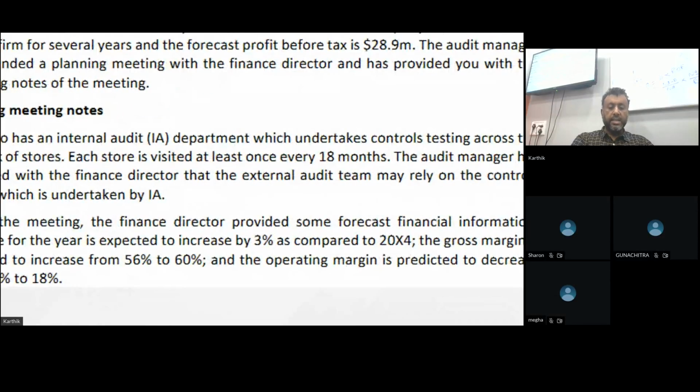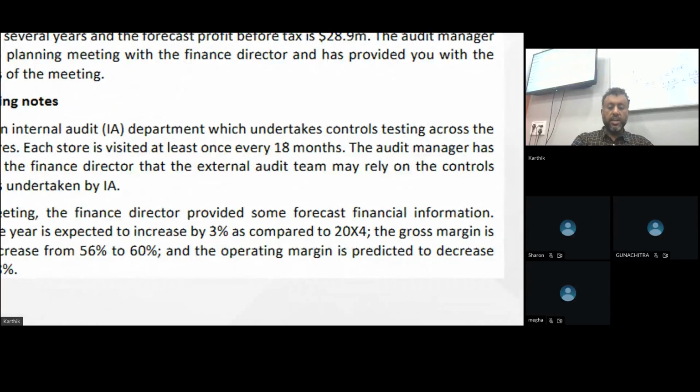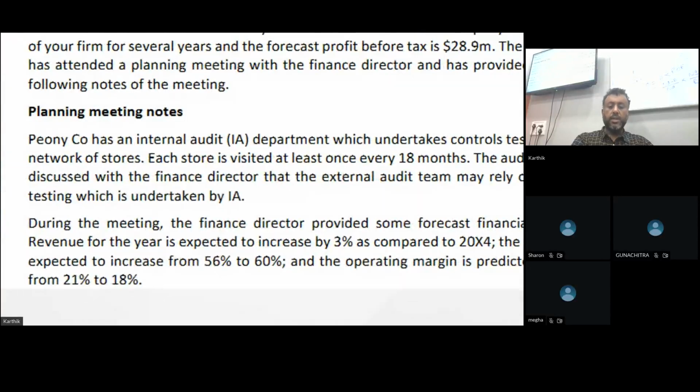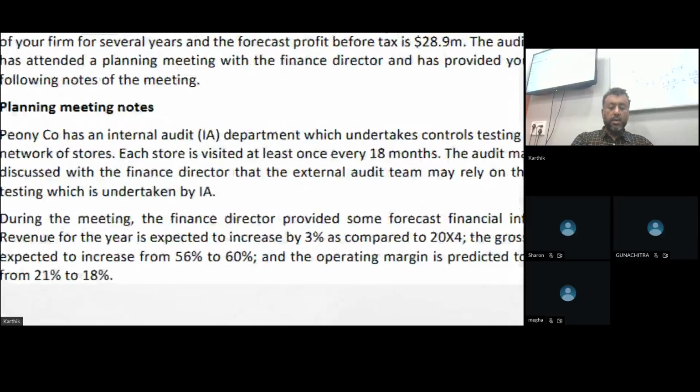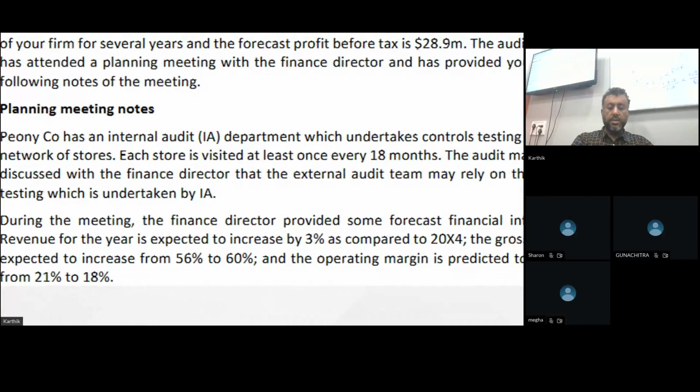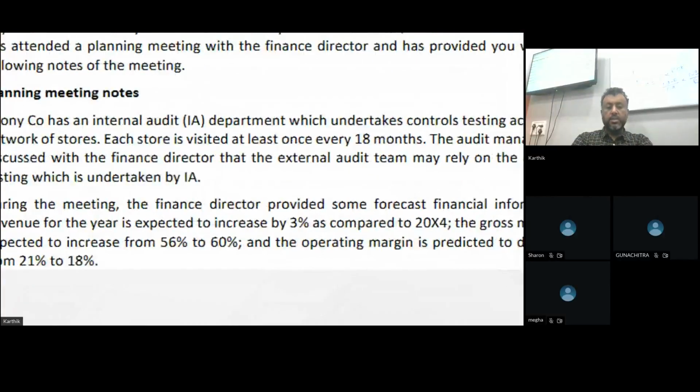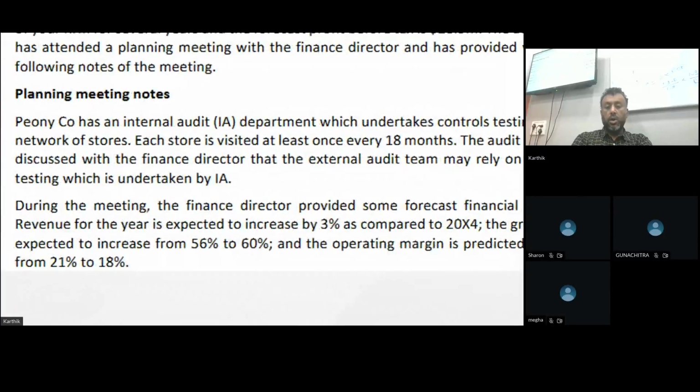During the meeting, the finance director provided some forecast financial information. Revenue for the year is expected to increase by 3% compared to the previous year. The gross margin is expected to increase from 56 to 60%. Operating margin is expected to decrease from 21 to 15%. Okay, there are 3 parts he's given here.